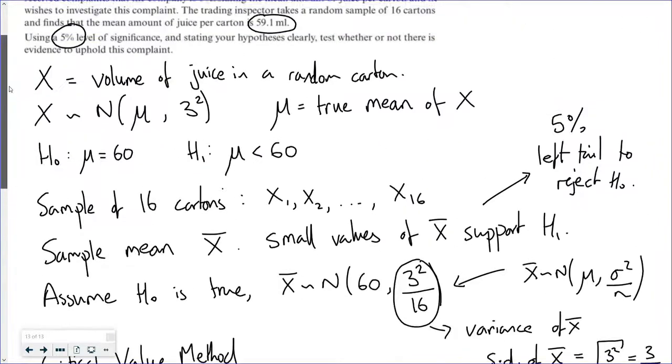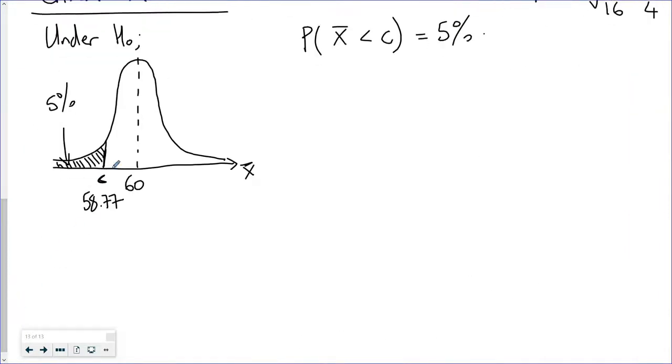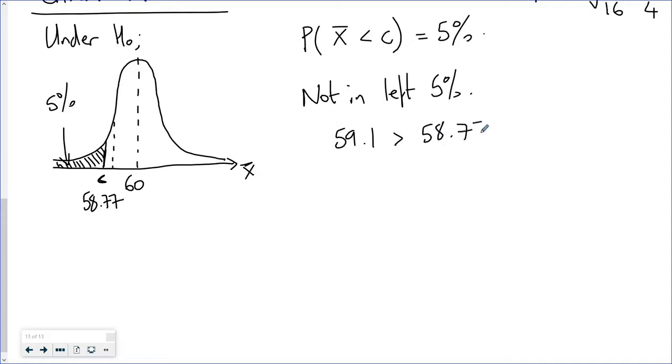So let's have a look at our value of x bar that we got. We got x bar as 59.1. So 59.1, our value, is to the right of our critical value. That means we're not in the final 5%, not in the left 5%. And we're going to explain why that is. It's because our value of x bar, 59.1, is greater than this value here, which means we're to the right of 58.77. So do not reject H0.